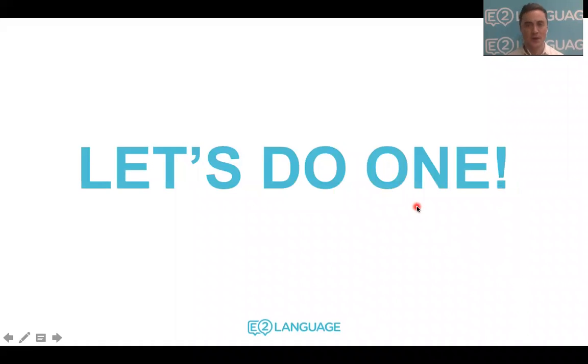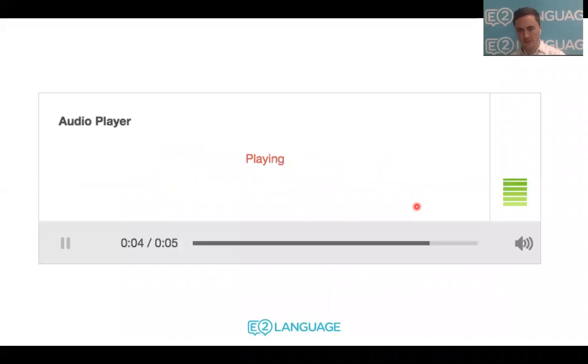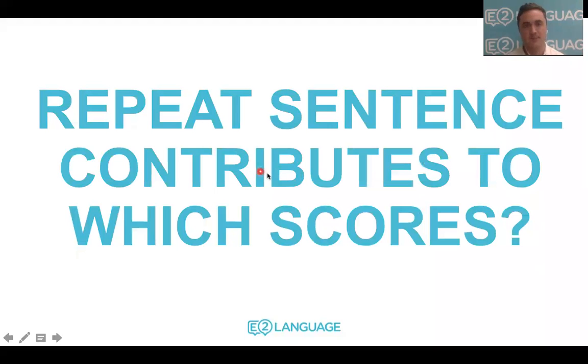Let's do one. You ready? Listen carefully. 3, 2, 1. Newspapers are supported primarily by the sale of advertising space. Repeat. I can't hear you actually, so I have no idea if you did that correctly or not. Let's push on. We're going to look in more detail at that one in a second.